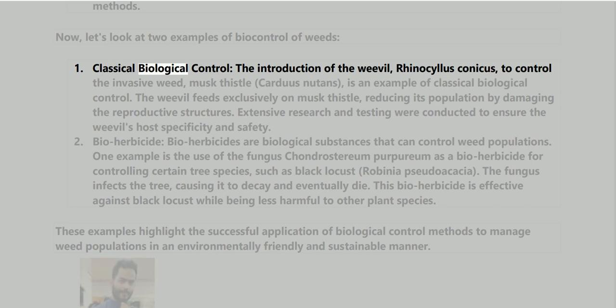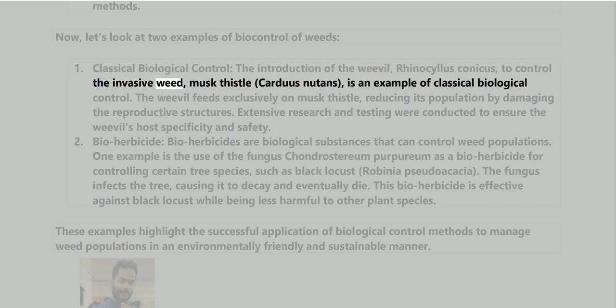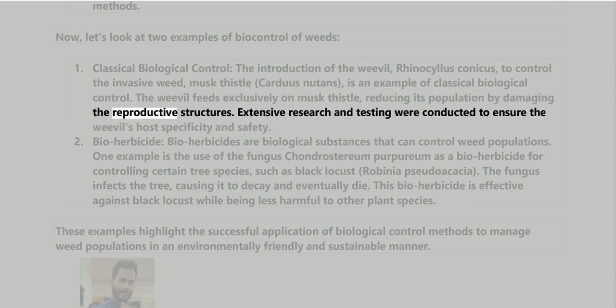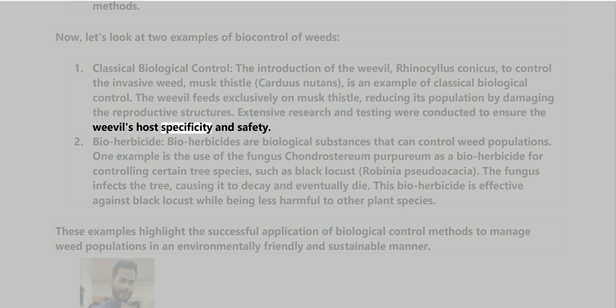1. Classical biological control. The introduction of the weevil, Rhinocyllus conicus, to control the invasive weed, musk thistle, Carduus nutans, is an example of classical biological control. The weevil feeds exclusively on musk thistle, reducing its population by damaging the reproductive structures. Extensive research and testing were conducted to ensure the weevil's host specificity and safety.